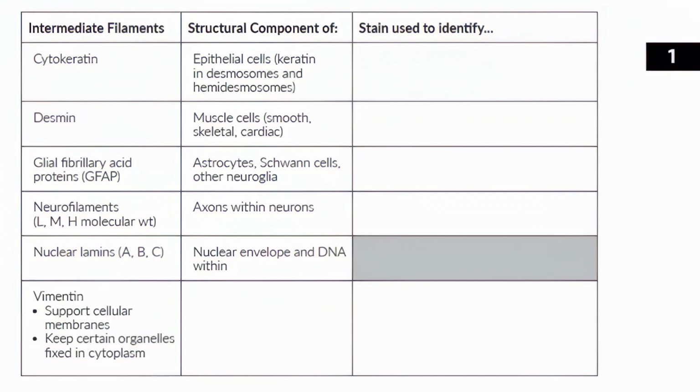And then the last one here is vimentin. Vimentin is an important structural component of connective tissue, including fibroblasts and endothelium. It provides a strong support for cellular membranes, and it keeps organelles like the nucleus and the endoplasmic reticulum and the mitochondria fixed within the cytoplasm.